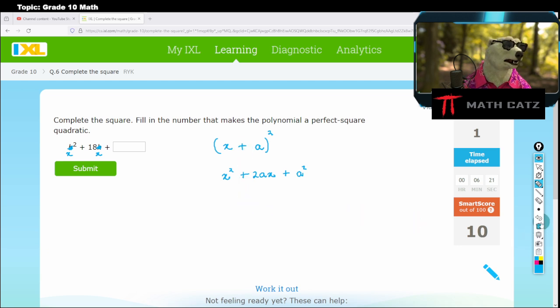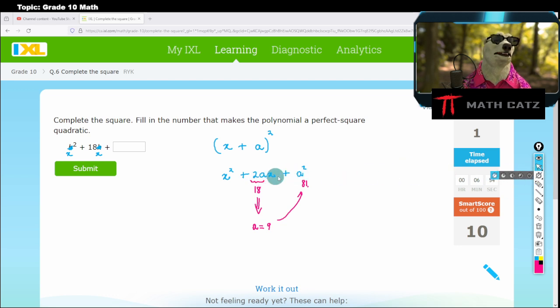So now let's go pink here. I'm only interested in the coefficient, which is 18. That tells me that the value of a has to be 9. I can then follow that to the last term and know it has to be 81. It has to be 9 squared. There's only one third term that fits with this so that I can write it as a bracket squared.